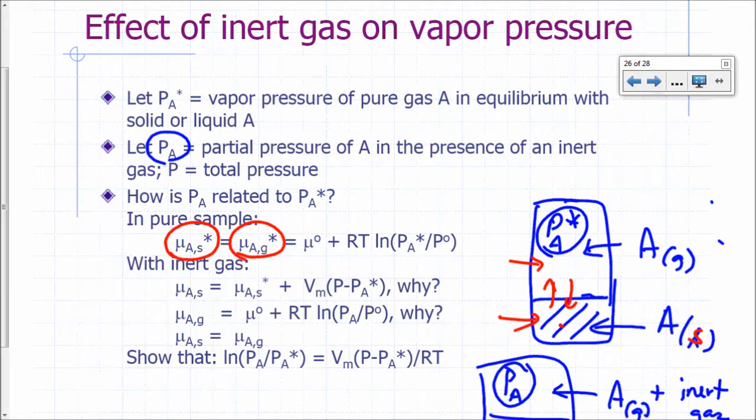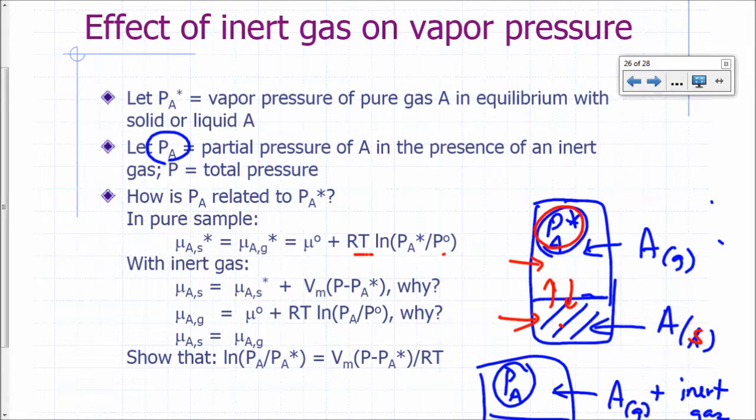But earlier we said that the chemical potential of a gas, if it's behaving ideally, would be whatever the standard state potential is at 1 bar plus RT ln pressure of the gas, which in this case is going to be PA star over P naught. P naught is 1 bar, and mu naught is the chemical potential at 1 bar. We learned that in an earlier lesson.